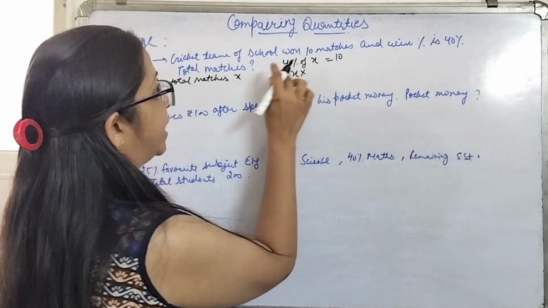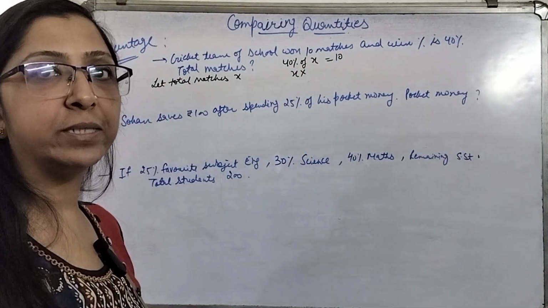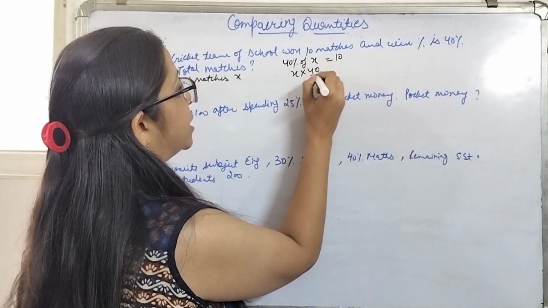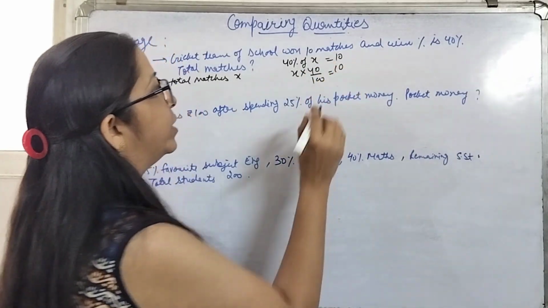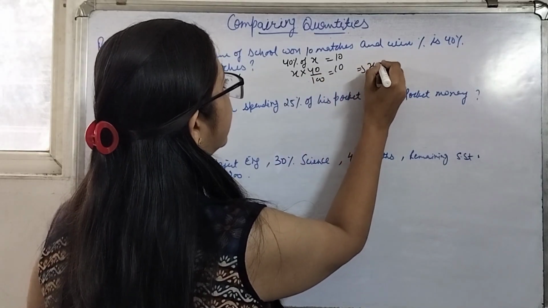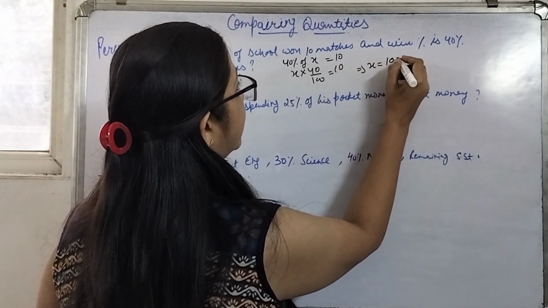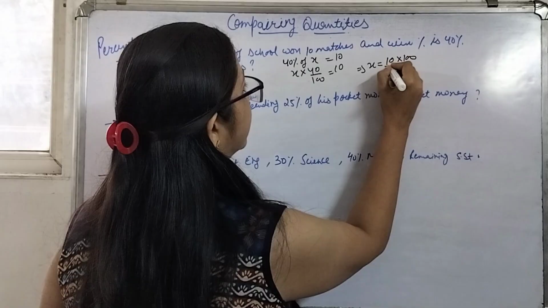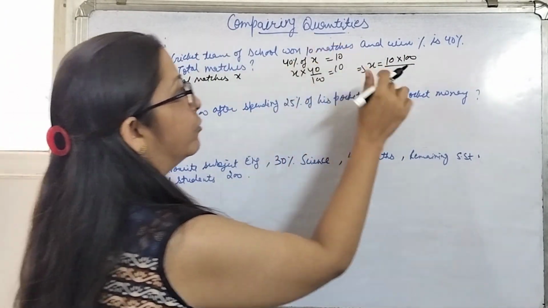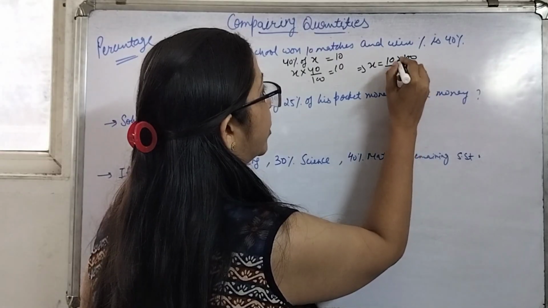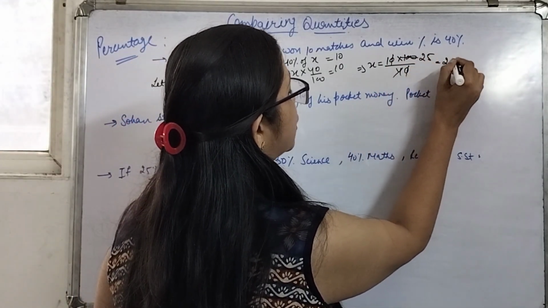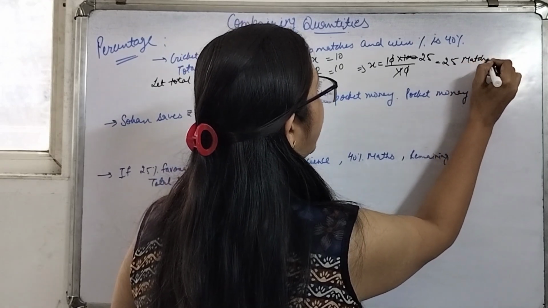Of means multiplication, so 40%. When we remove the percentage sign, the denominator will be 100. So 40 percent can be written as 40 upon 100, and it is equivalent to 10. That is, x will be 10 multiplied by 100, where the denominator goes in the numerator, and the 40 in the numerator goes in the denominator. 4 cancels, 0 0 cancelled, 4 25 times. That means the total number of matches was 25.